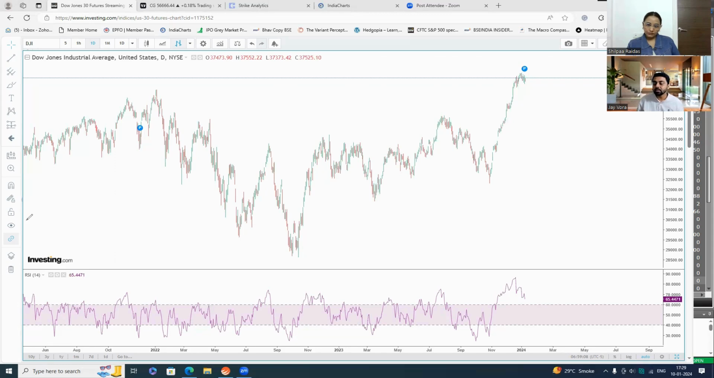The internals of the US markets are not so great, but so far in the main indices like S&P 500, Nasdaq, and the Dow Jones Industrial, we don't have a reversal, and we need to see if the recent lows are protected or not. If they are broken on the downside, then definitely we are in for some correction in the short term. And post that, we'll see how things unfold in the days to come.